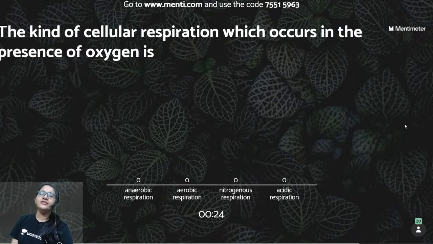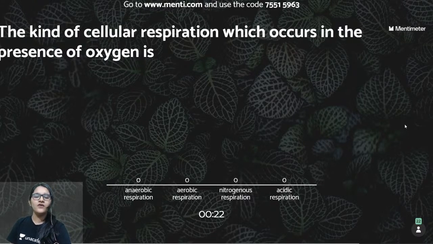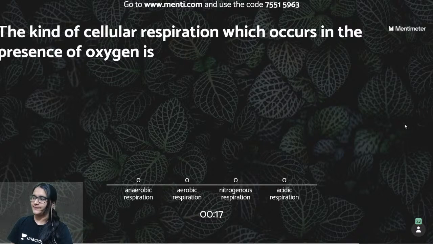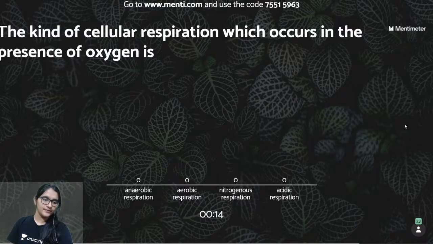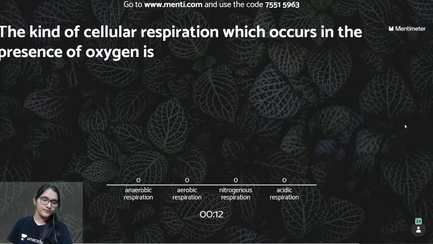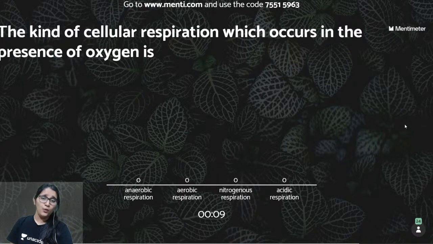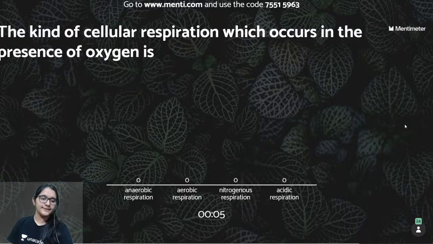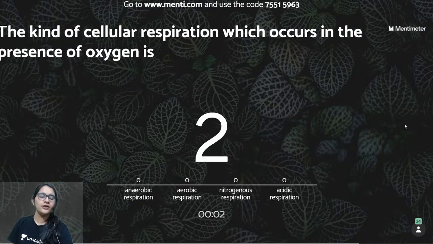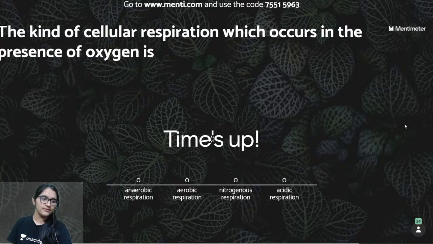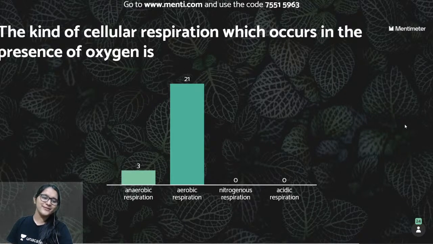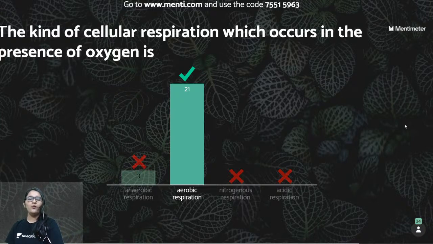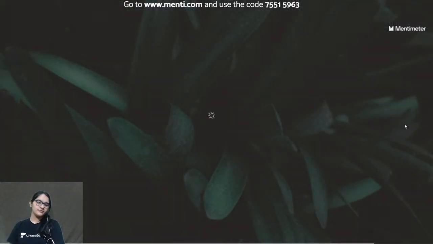The kind of cellular respiration which occurs in presence of oxygen is anaerobic, aerobic, nitrogenous, or acidic. What do you think? क्या सोचते हैं आप? Last 2 seconds, come on. Absolutely correct, Alam, and absolutely correct. Everybody on the Menti, 21 of you have given us a correct answer.